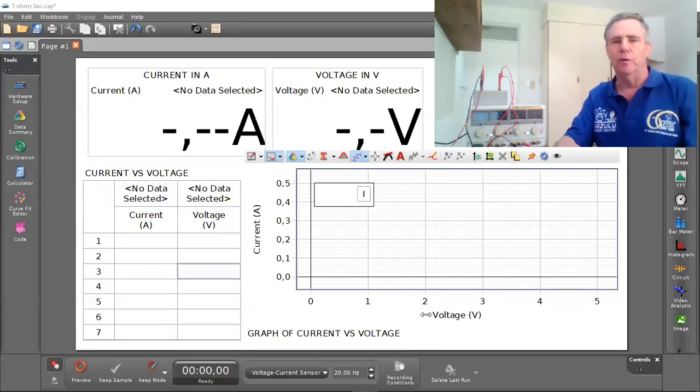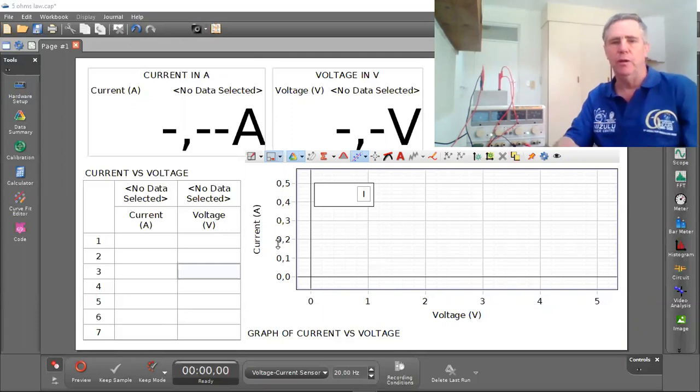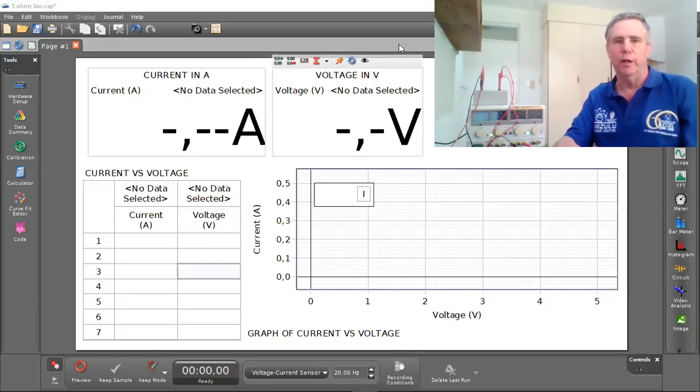Please note that voltage is the independent variable. I'll be directly changing the voltage by turning the knob on the power supply here. I can't directly alter the current, so current in this case is dependent on voltage. It's very important to have those two correct here.